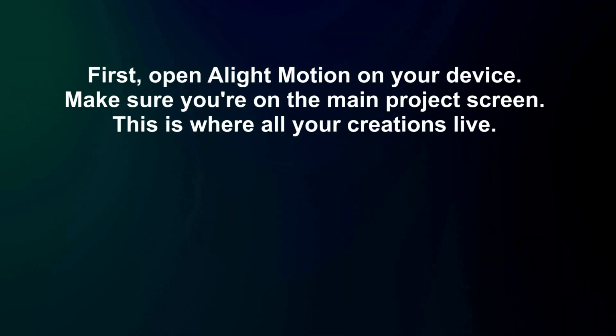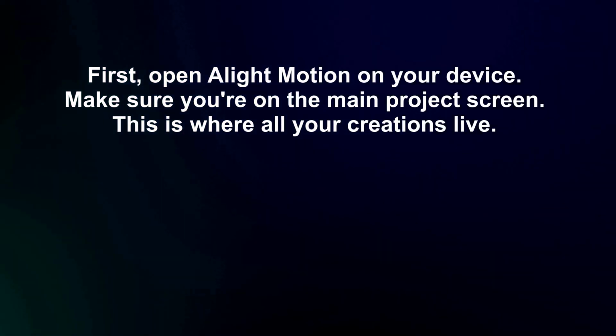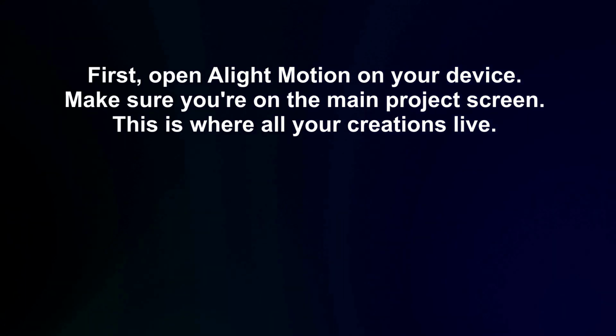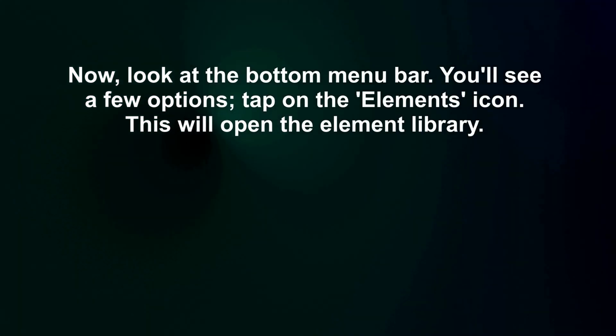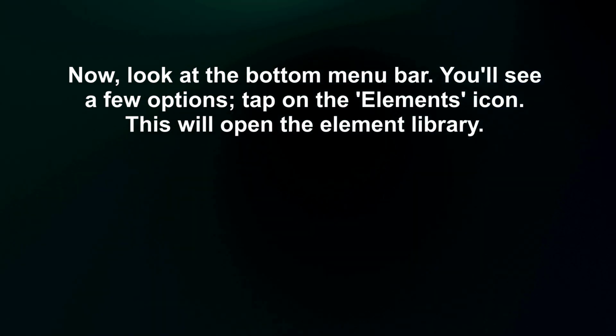Let's dive in. First, open Alight Motion on your device. Make sure you're on the main project screen. This is where all your creations live. Now, look at the bottom menu bar. You'll see a few options.